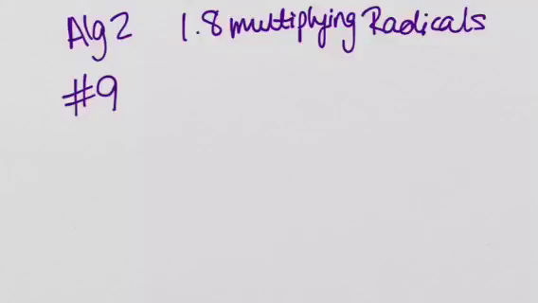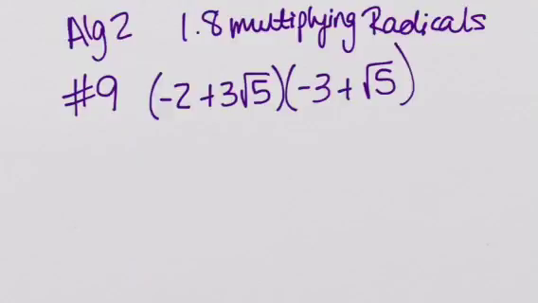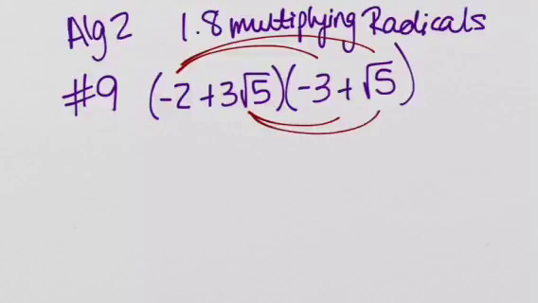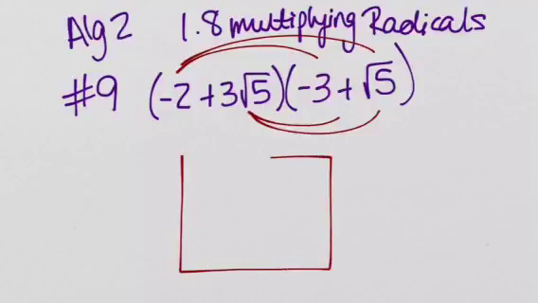Lesson 1.8 is on multiplying radicals, and I'm going to do number 9 for you, so it looks like this. When we did this in class, we talked about two different ways to do this. One of them is through just FOILing, where you take the first number, you distribute it to the two terms in the next set of parentheses, and then you take the second number and distribute it to the two terms. We can definitely do it that way, but we can also multiply by using a box.